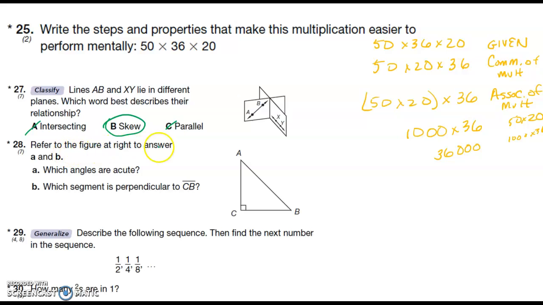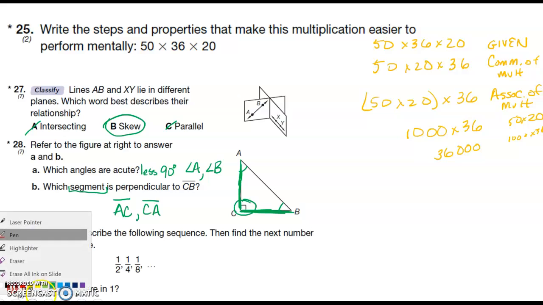28. Refer to the figure to the right to answer A and B. Which angles are acute? So this is less than 90 degrees. So angle A and angle B are less than 90 degrees. So I'd write angle A and angle B. Which segment is perpendicular to CB? So this is CB, and we're looking for a segment that intersects and makes a 90-degree angle. Well, that would be AC. And you can write that either way, AC or CA.